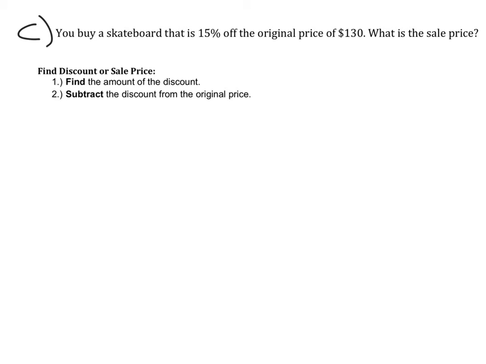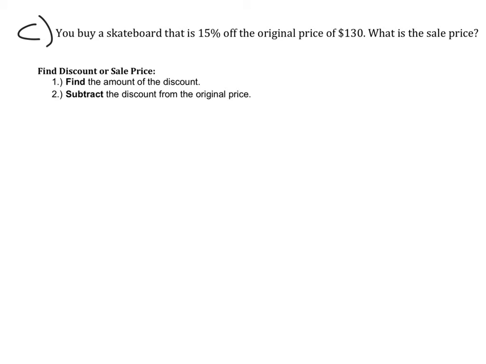So the first thing we have to do when we're finding a discount or a sale price is find the amount of the discount, right? How much money are we saving? I know in this situation it tells me that I have 15% off the original price of $130, but what does that actually mean in terms of how much money we're going to save? We can calculate that the same way we just did.